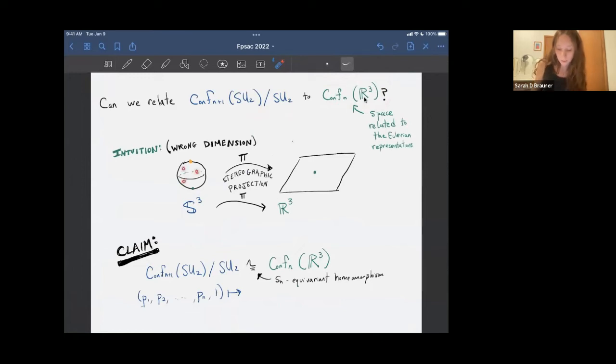So I was picking n points over here, not allowing the North Pole. I might as well stereographically project and pick n points over here. Okay, and so this actually defines a homeomorphism. So what I do is I'm going to take a typical point here, and I will stereographically project the first n coordinates, okay? And then I'm going to forget the last coordinate, okay? And so I claim that this defines not just a homeomorphism, but an S_n-equivariant homeomorphism, because I can permute these points, and that's the same thing as permuting these points.